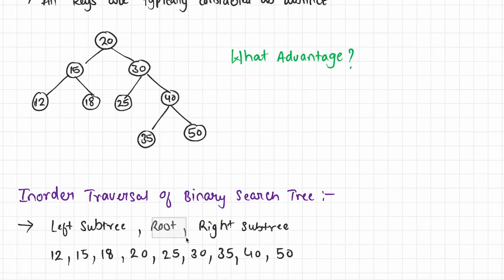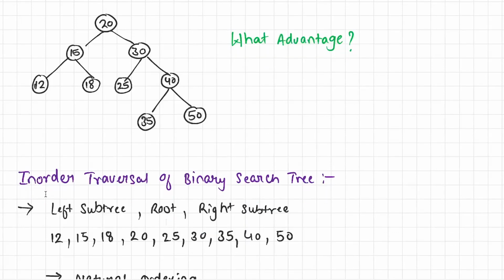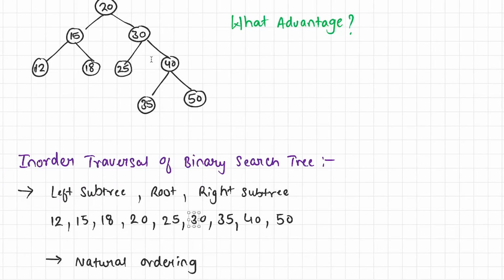Now after the root, we have to go to the right subtree. So when we go to the right subtree, the root node of this right subtree is 30. Now again we have to follow the same pattern. Let's go to the left subtree of 30. We have 25. So 25 is printed on the screen. Then go to the root. So 30 gets printed on the screen. Then go to the right subtree, that is 40.